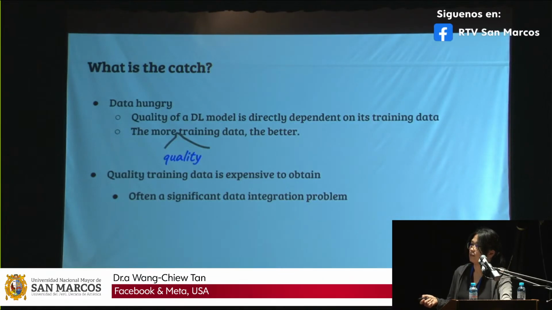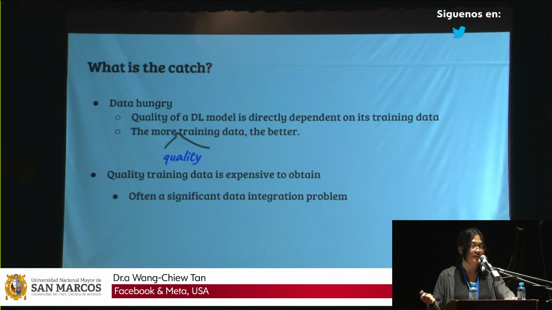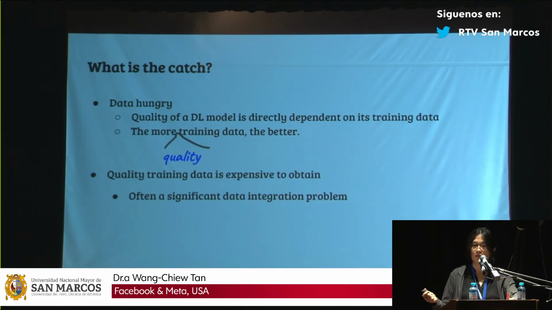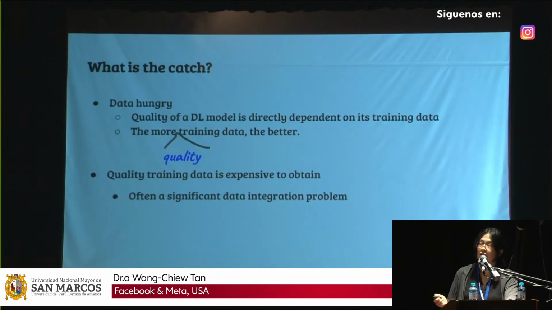Another key is that it's not just about throwing more training data, you need to throw more quality training data. And there's an irony here. Sometimes to obtain quality training data, you end up doing a lot of data integration work, data cleaning in particular, just to get the quality training data you need.